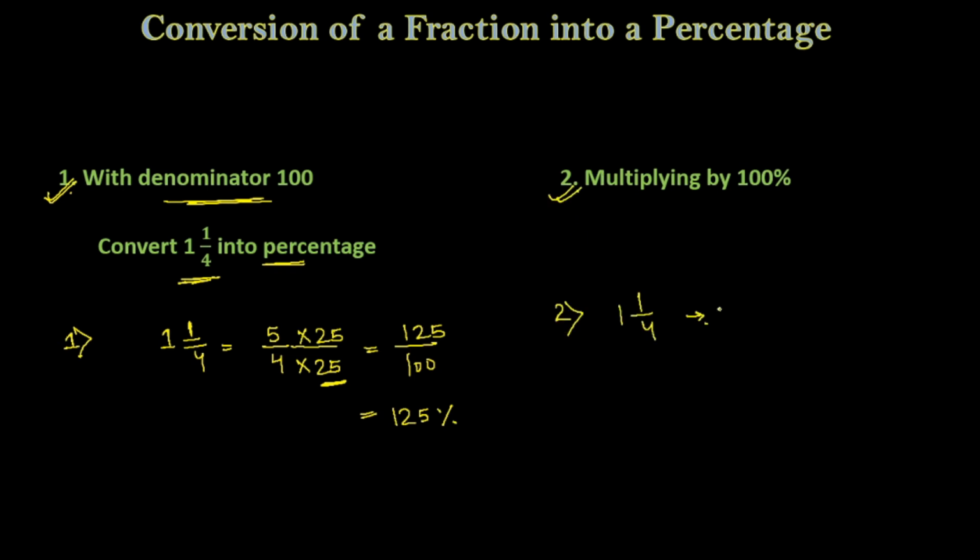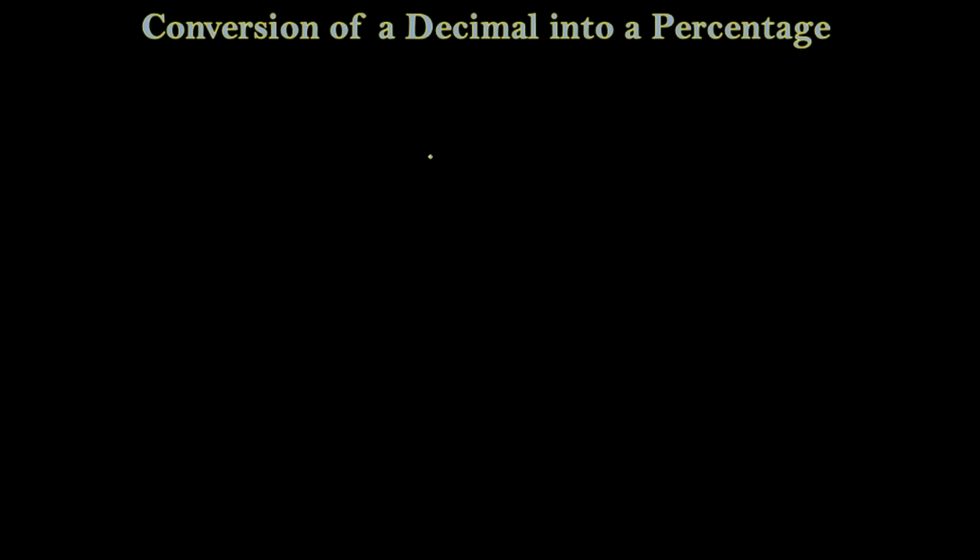Now the second method is by multiplying by 100%. For this you have to convert 1 whole 1 by 4 into an improper fraction. So you'll get 5 by 4. Now simply multiply this by 100%. So you will get 4 ones are 4, 4 twenty-fives are 100. When you multiply 25 and 5, you will get 125%.